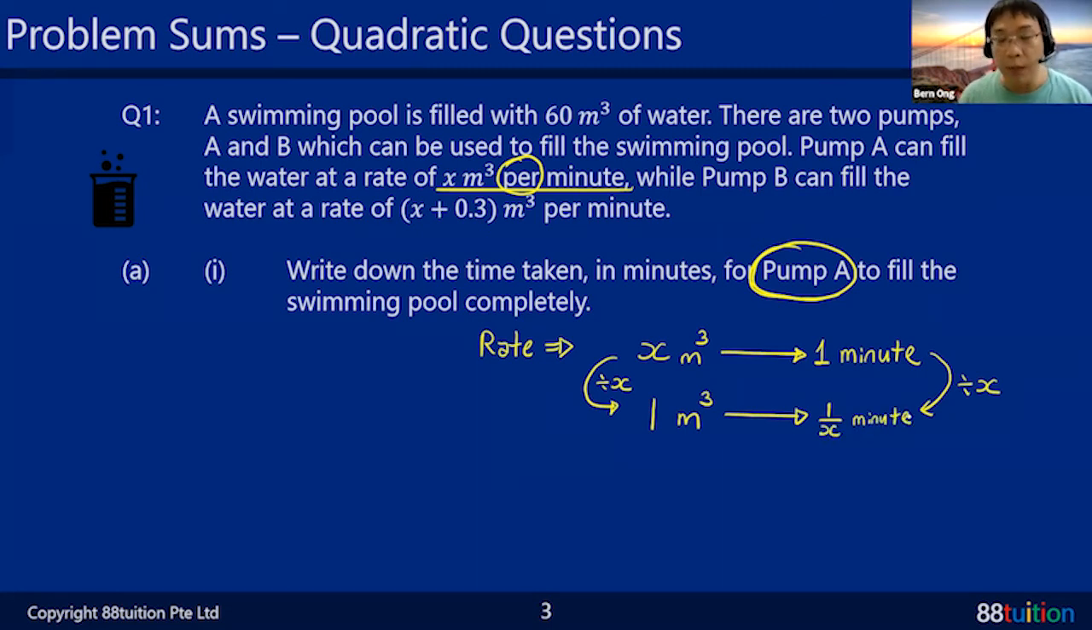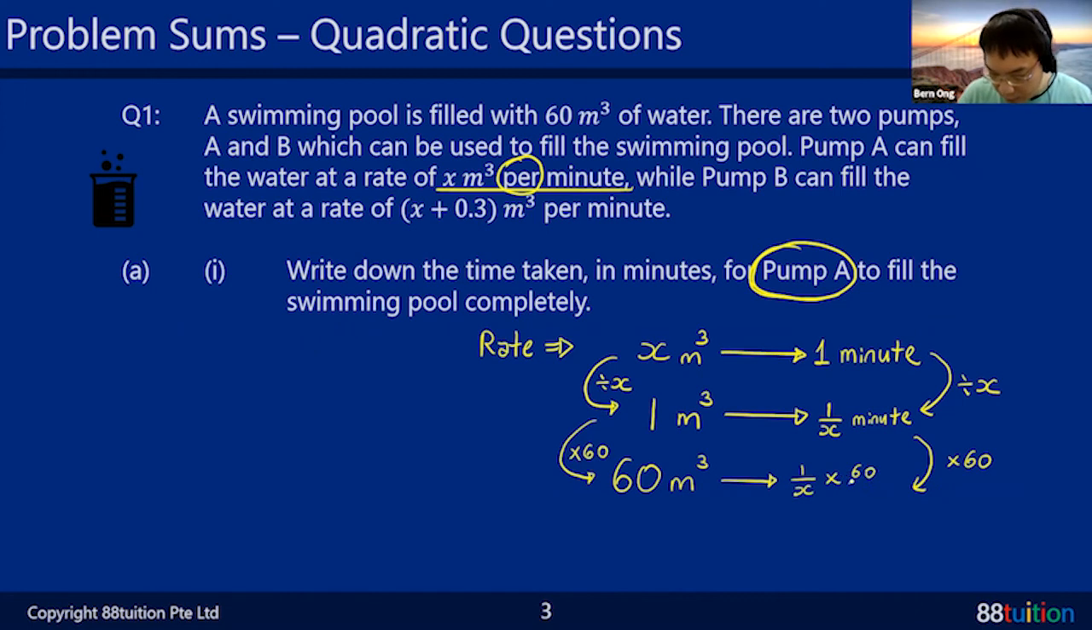But the question says to fill up the entire swimming pool, which means I need 60 cubic meters of water. Once again, how do you get from 1 to 60? You multiply by 60, and you do the same on the other side. This is called fairness. Eventually your answer will be 1 over x times 60. 60 is like 60 over 1. In primary school we learned this for fractions: top times top, bottom times bottom. 1 times 60 is 60, 1 times x is x. This is in minutes, and this will be your answer.